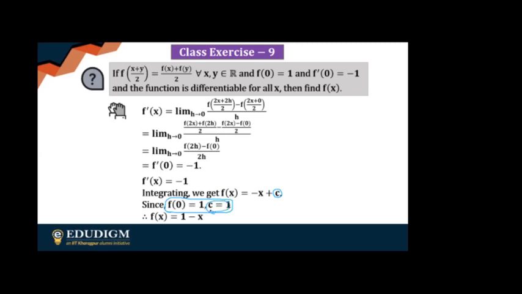In the previous two cases, you saw that c was 0, but here c will actually be 1 because f(0) is 1. So if you put this as f(0), this is 0, so f(0) is c, so c is actually 1. This is something very, very important, that you find out the value of c properly. All right.